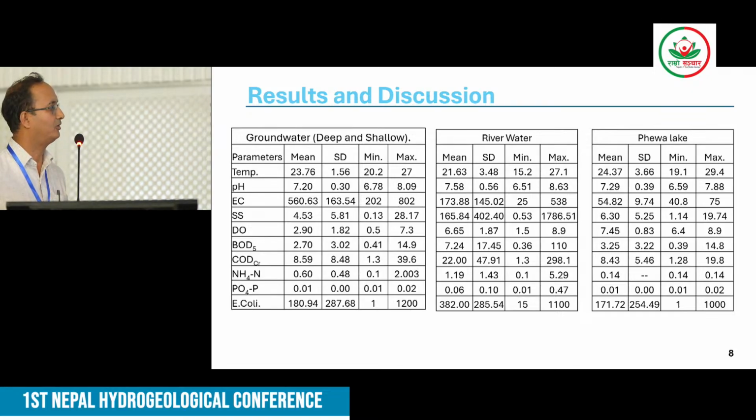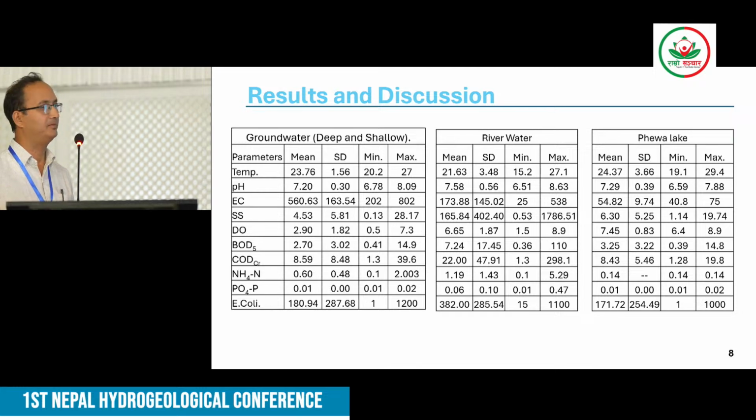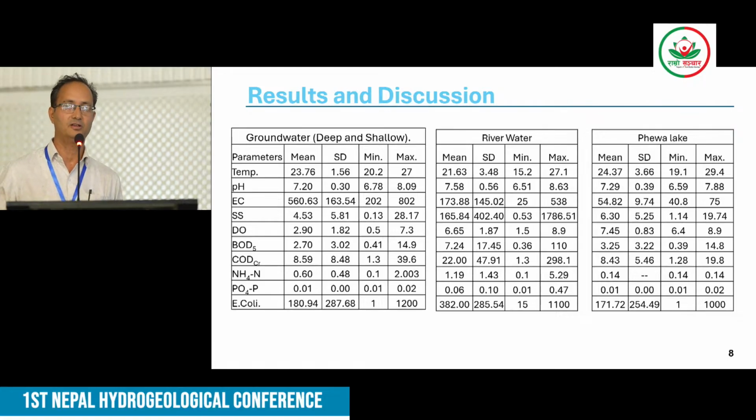in the groundwater, the minimum CFU, colony forming units, is 1 and the maximum is 1200. So it is very highly contaminated with E. coli. Similarly, in all kinds of water sources, the river is very similar, and even the lake water. So mainly the groundwater sources are being contaminated, both shallow and deep.